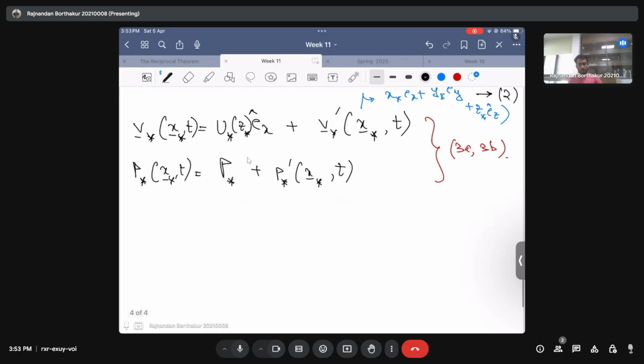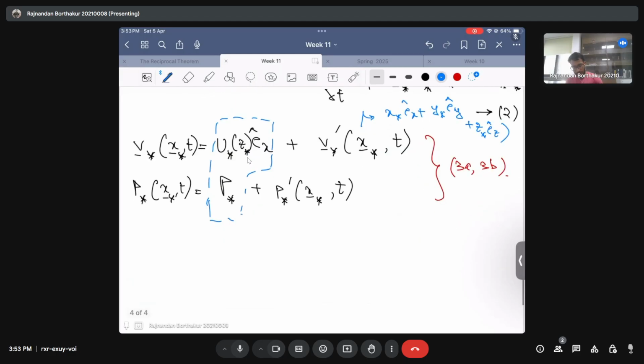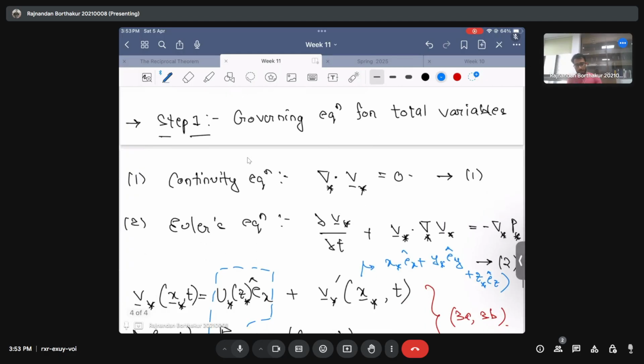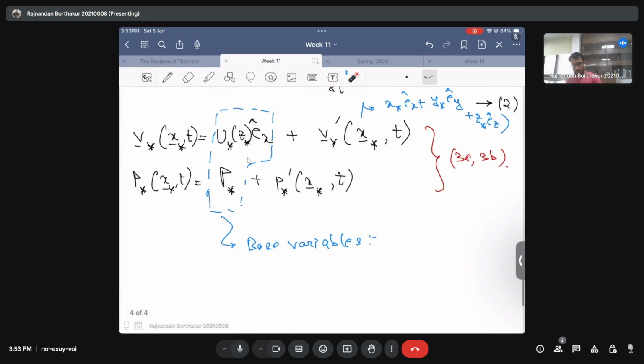Now the good thing is, these two are the base variables, and you can show that your base variable trivially satisfies the governing equations. How? That is something that we will see.